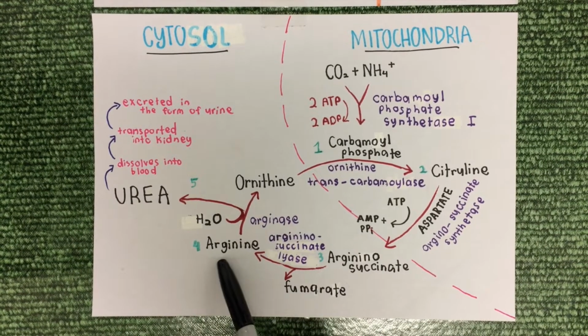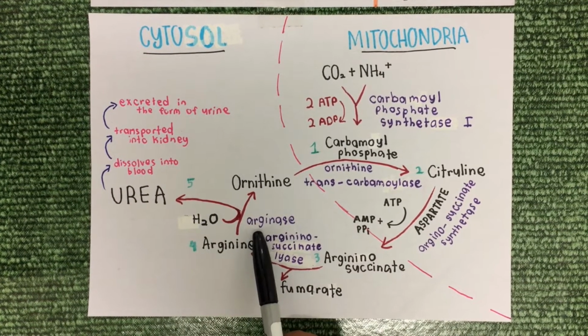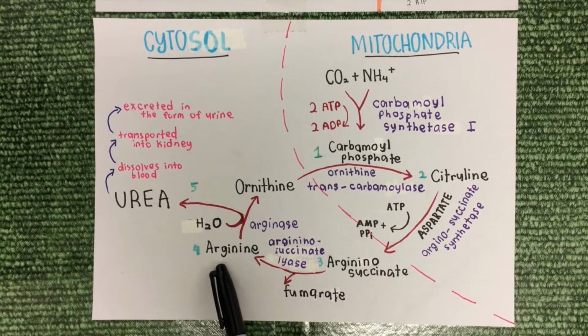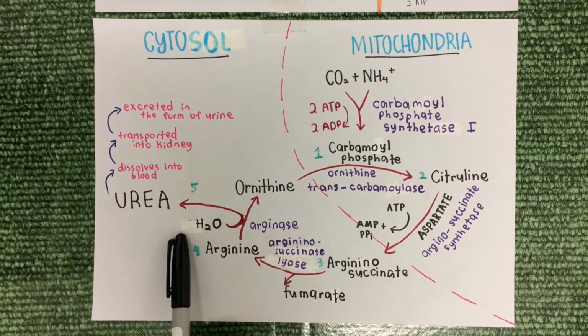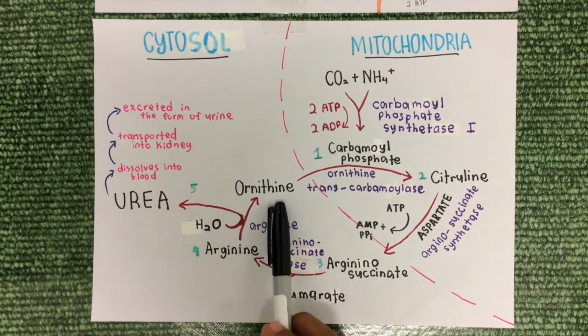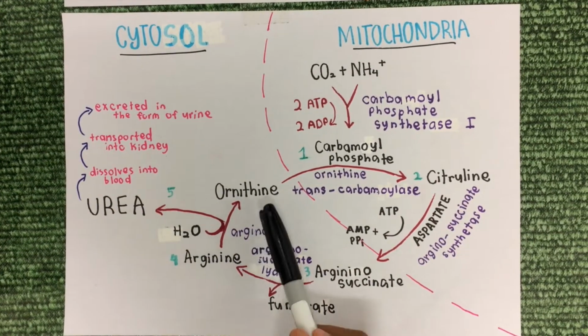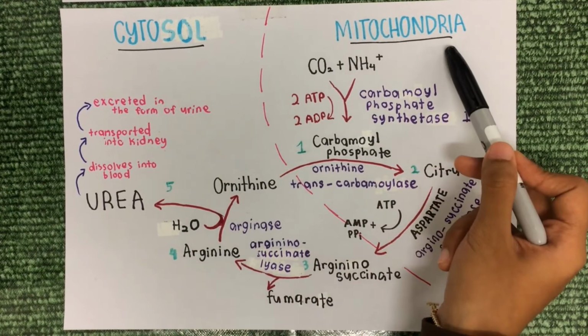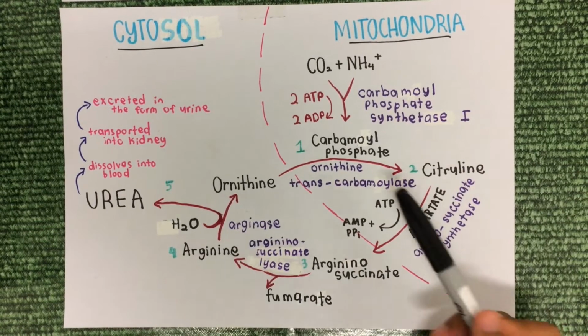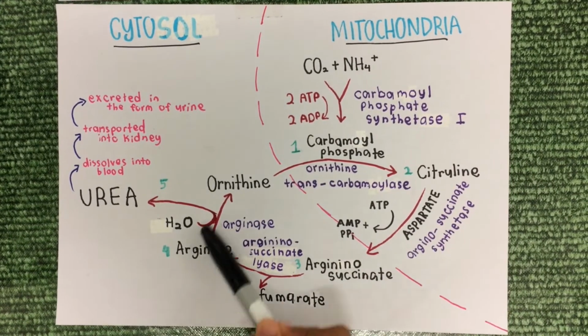The last step is the cleavage of arginine. Arginase enzyme cleaves arginine in the presence of H2O to form urea and ornithine. The ornithine is recycled back into the mitochondrial matrix to ensure the continuous cycle of the urea cycle.